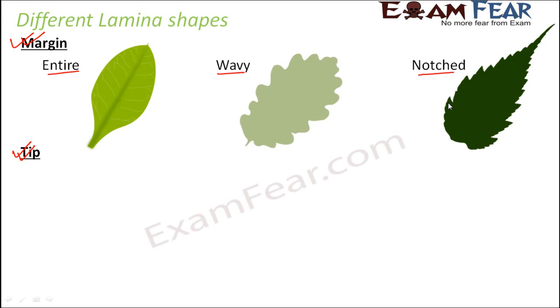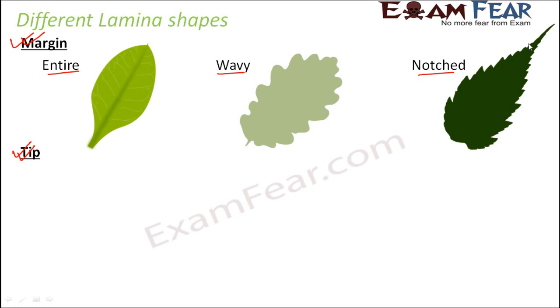Notched lamina. So here you can see, again it is neither entire nor wavy, but you actually see this hook kind of a structure. So these notches are present. So this is called a notched lamina.